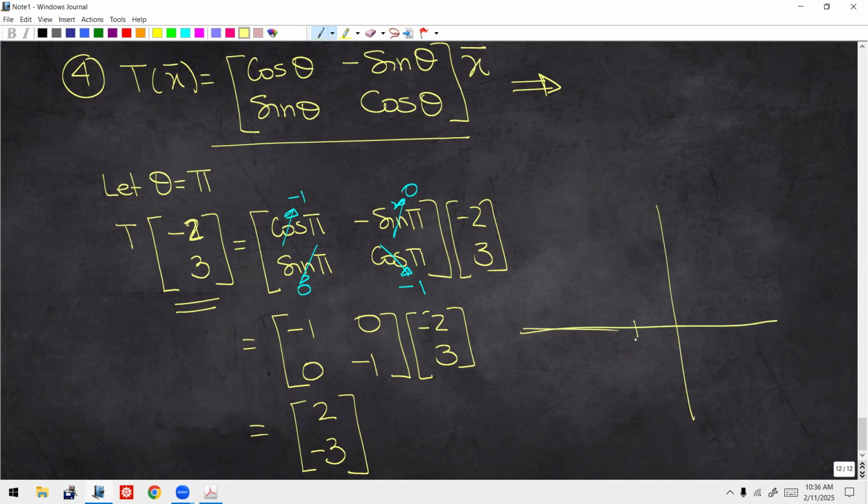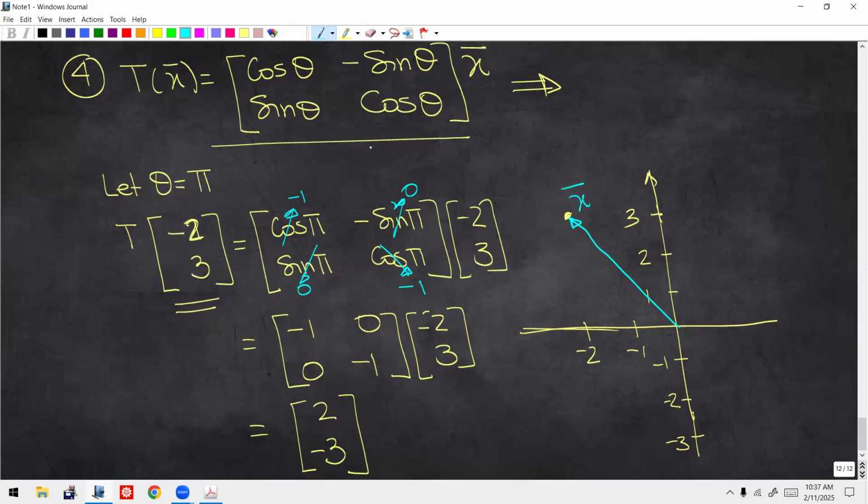Okay, so we have -1, -2, and then we have 1, 2, 3, we have -1, -2, and -3. So we're going to start with a vector -2, 3. So that's out here, -2, 3. That's all the way up here. That's this vector. So we're going to take this vector. This is my vector x.